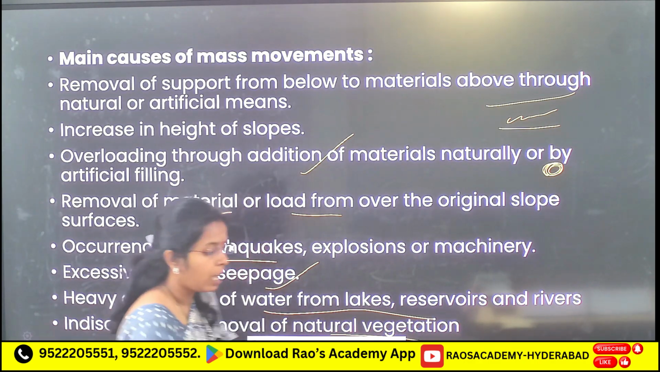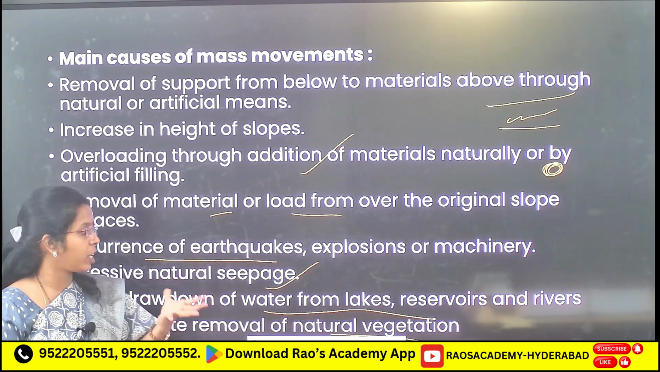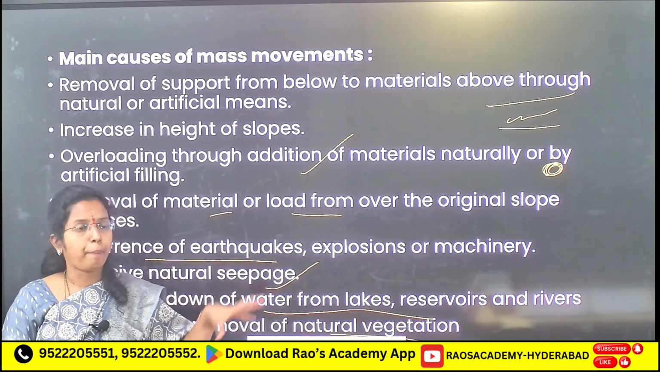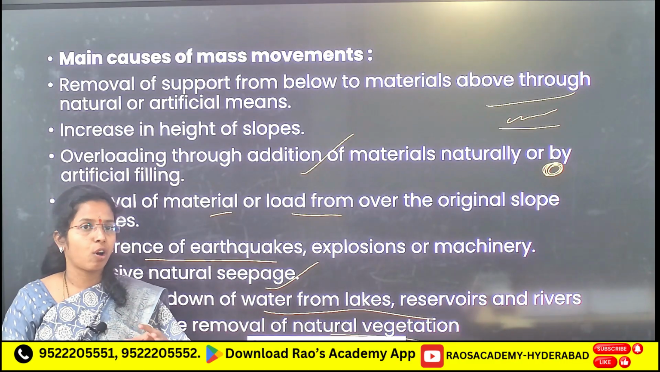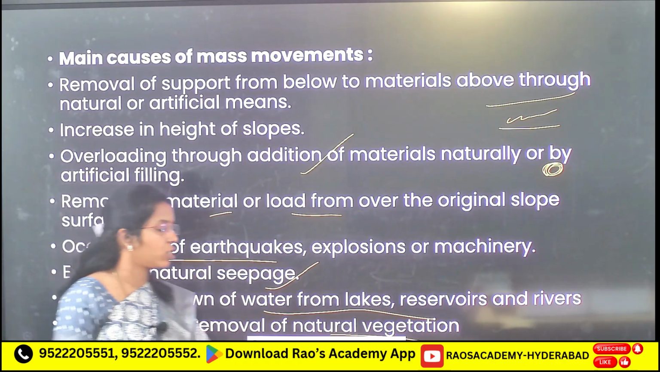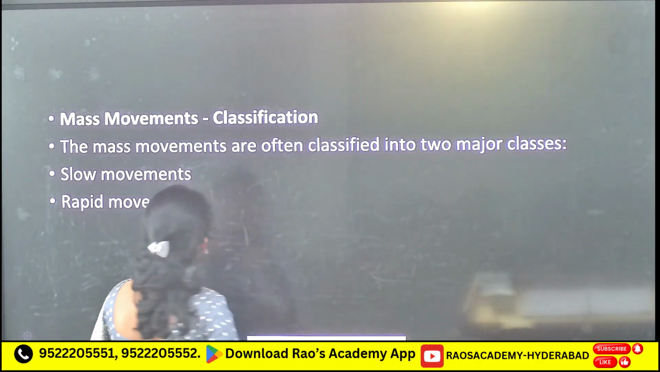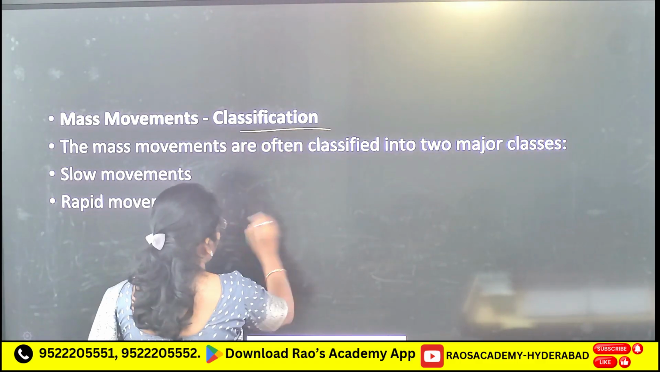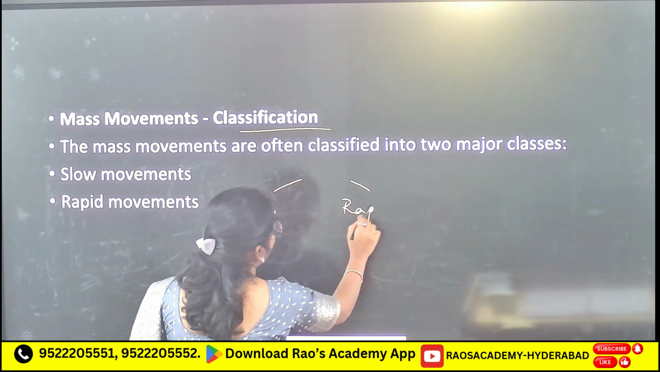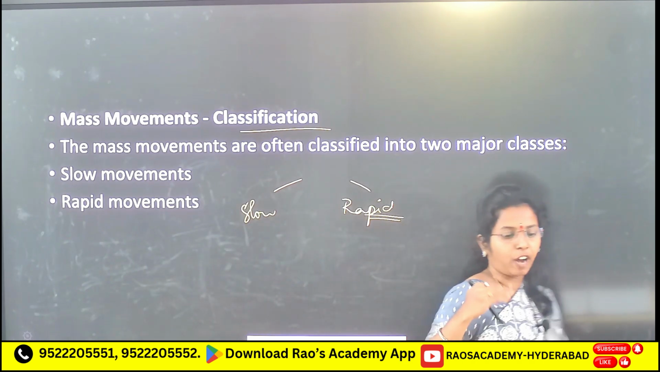When you see indiscriminate removal of natural vegetation, vegetation holds the soil, right? If we remove natural vegetation, the upper layer of the soil and rocks will show mass movement, downward movement. Mass movements are classified into slow and rapid movements. Some movements are slow, some are rapid, fast movements you will see.